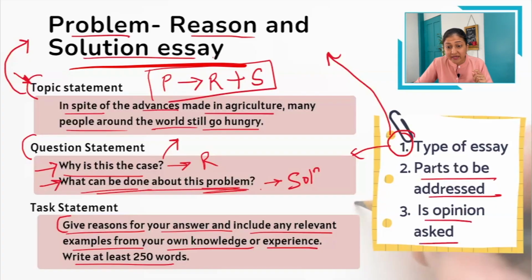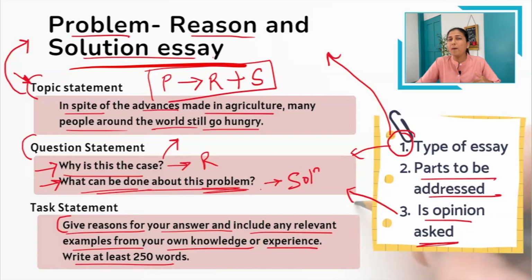For now, let's move on to the third point that we have to keep in mind while reading the question, which is: is the opinion asked? Again we have to go to the question statement. Look at it and tell me, is your opinion asked? It is asking for reasons, yes. It is asking for solutions, yes. And you can give whatever you think is a reason or a solution. Definitely that would be based on your thoughts.